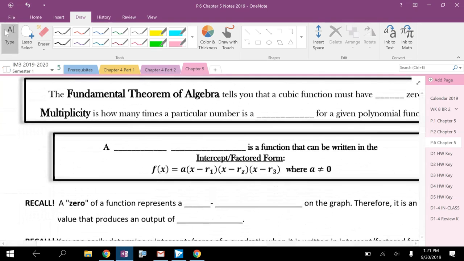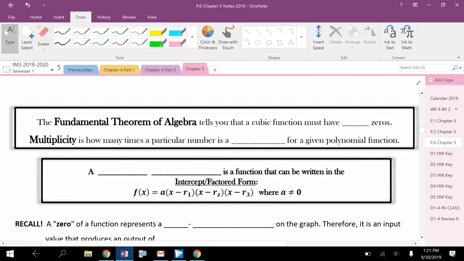There is something called the fundamental theorem of algebra, which we talked about last chapter, but it's not required that you remember what that is. All it's saying is that if you have a cubic function, which looks like that, you should have 3 zeros because your degree is 3. If you don't have 3 zeros, it's called multiplicity. Again, not super crucial that you know that term, but multiplicity just means that that 0 happens technically 3 times in this situation. So it's how many times a particular number is a 0 for a given polynomial function. I'll explain that more when we get to it below.